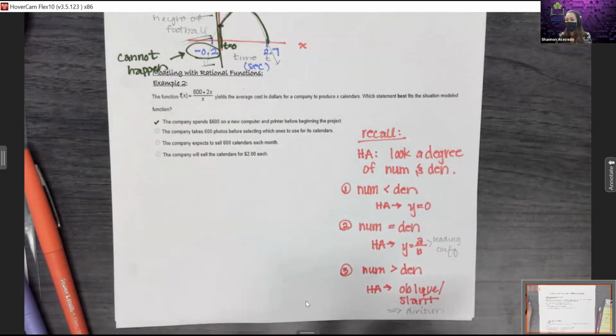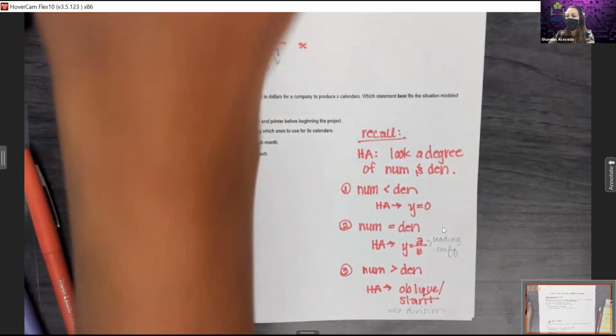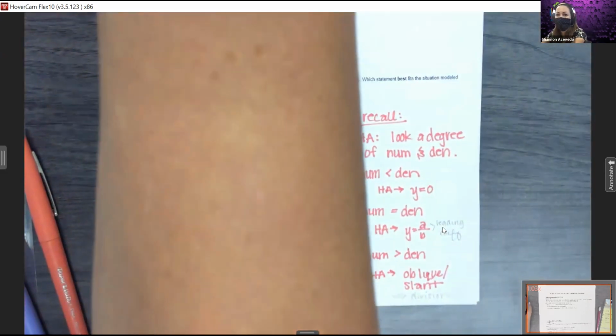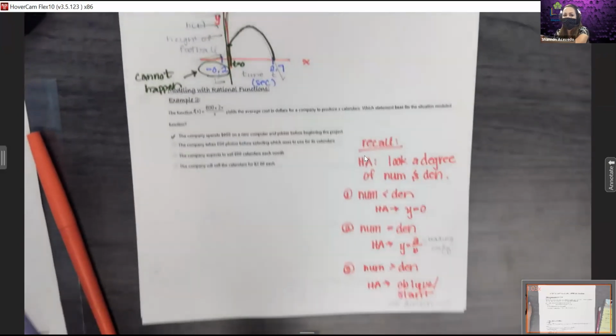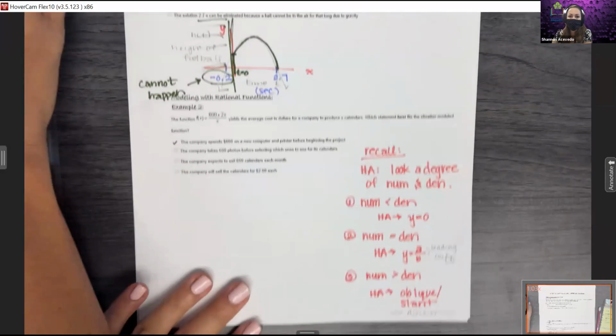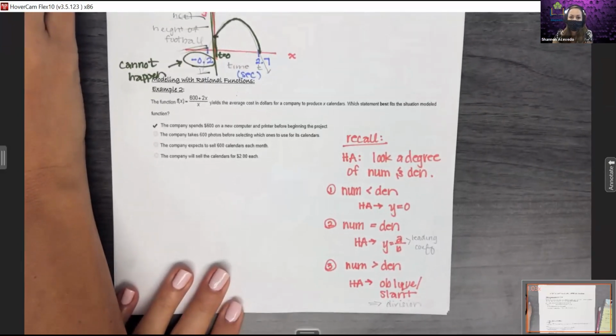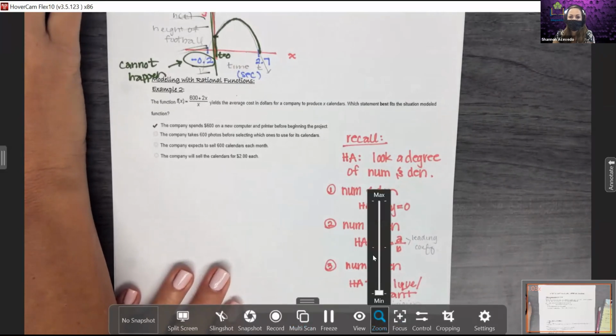Okay, so let's look at our actual equation. What does it say? What is it telling me? I'm going to zoom back in so that you guys can actually read the words on the paper.